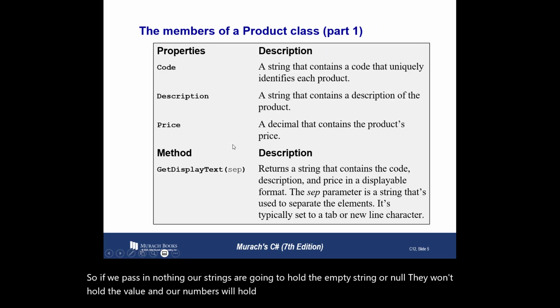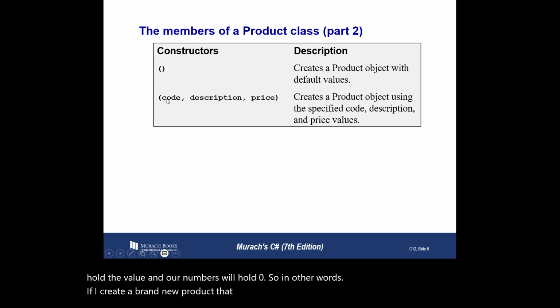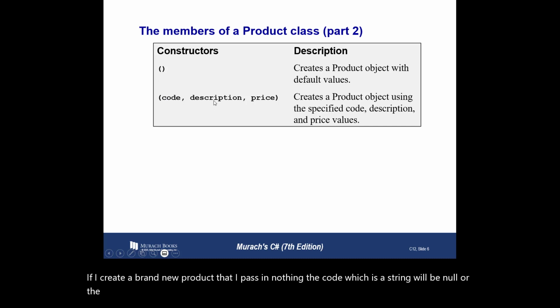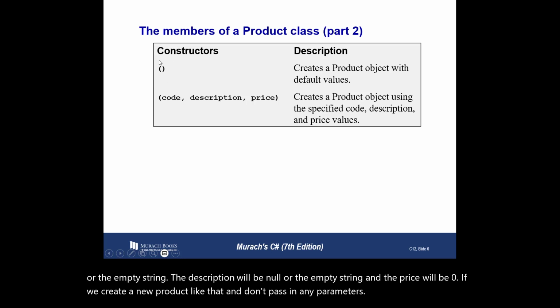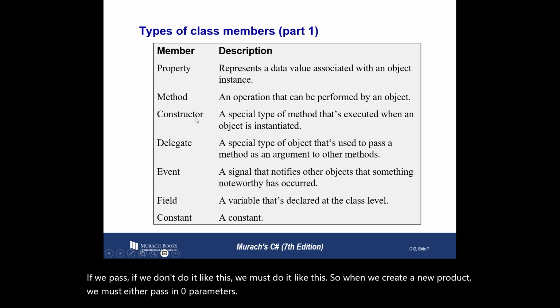So in other words, if I create a brand new product and I pass in nothing, the code, which is a string, will be null, or the empty string. The description will be null, or the empty string, and the price will be 0 if we create a new product like that and don't pass in any parameters. If we don't do it like this, we must do it like this. So when we create a new product, we must either pass in 0 parameters or 3 parameters. That's the only way we can do it.